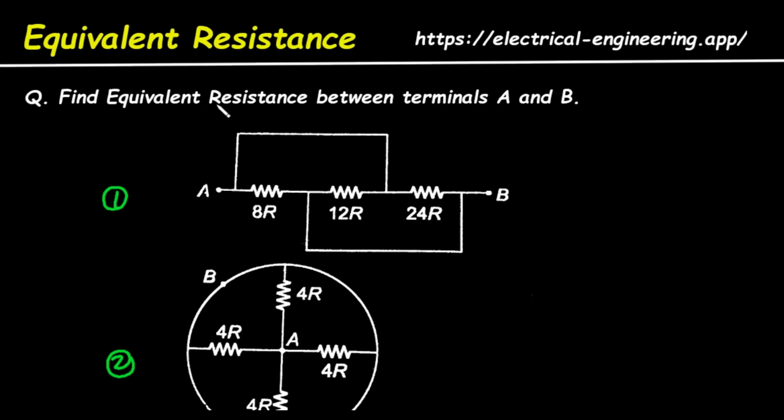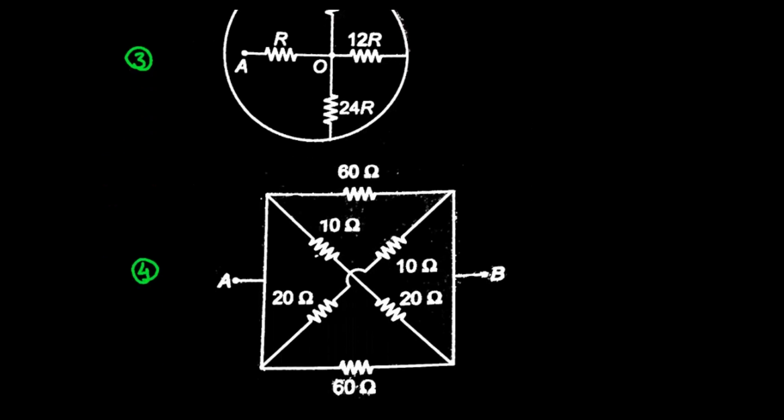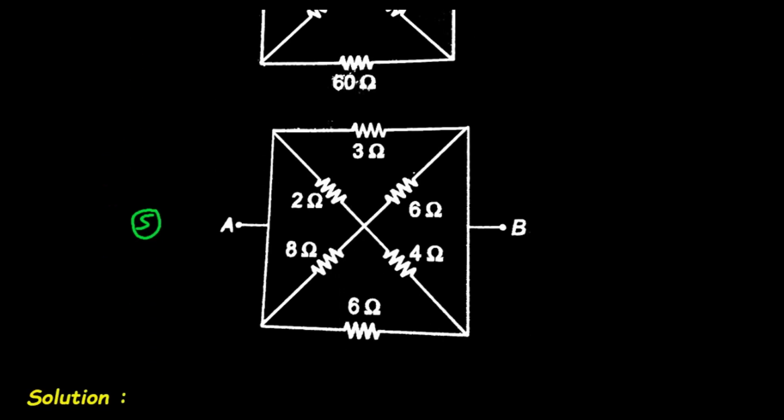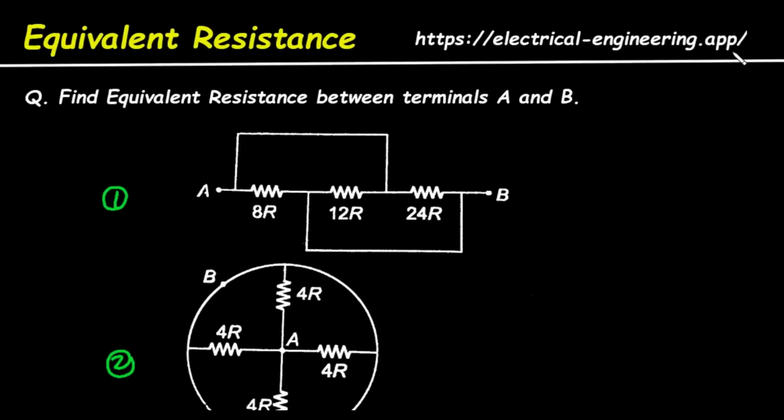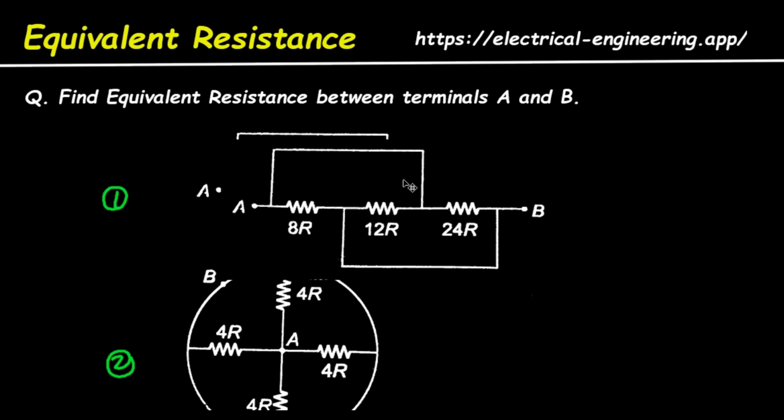Question: find equivalent resistance between terminals A and B. Now here for this network, we can see there are multiple networks here. So there are total 5 questions in this. First we will solve this network, so let's copy this circuit from here.